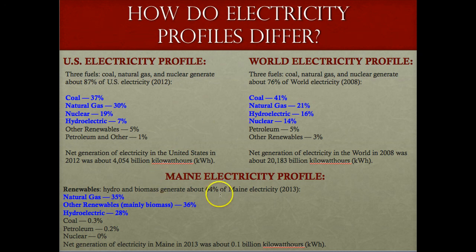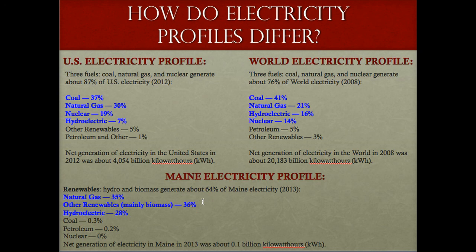Maine's electricity profile is very different from that of the United States and the world. Although the state of Maine generates 35% of its electricity from natural gas-fired power plants, most of the electricity actually comes from renewables, biomass, and hydro.